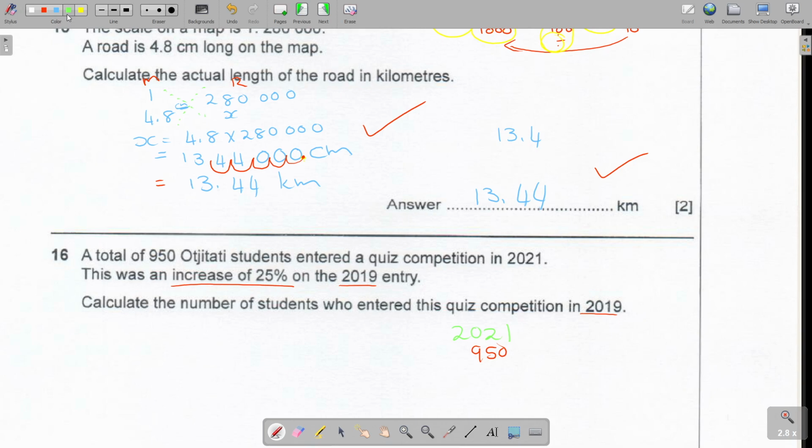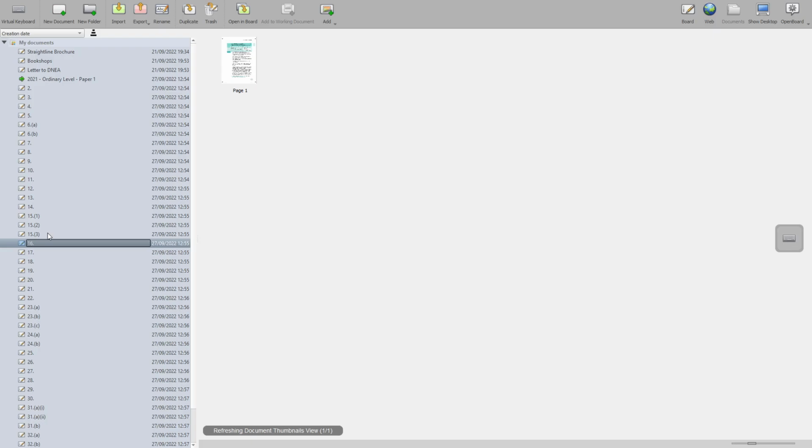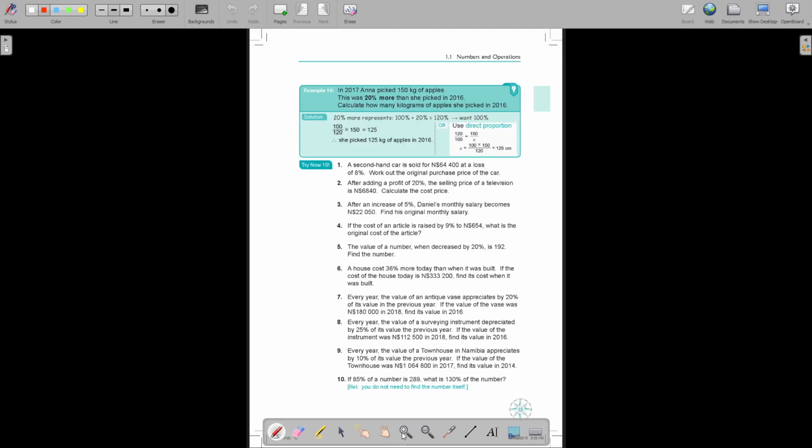Now, 2019 was back in the past, and they want this number now. So I want to reverse back to the past. That's why we call it reverse percentage. This is one of the topics that they say students really struggle with. I want to show you where it is in the textbook and do all those examples, so that if you come to a question like this again, you will not struggle with it.